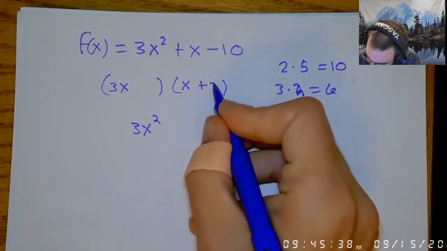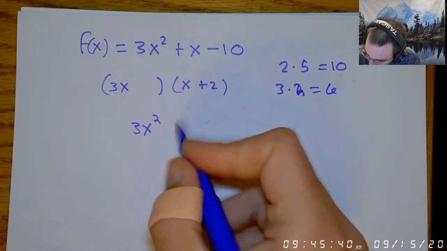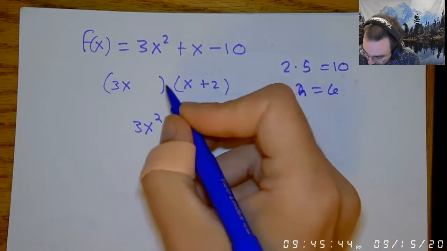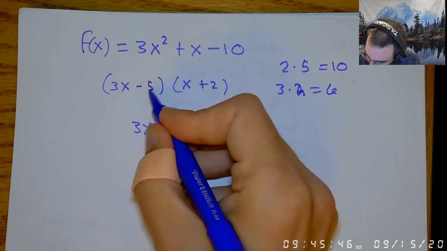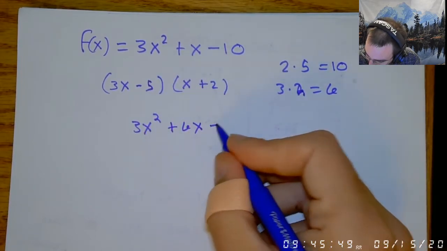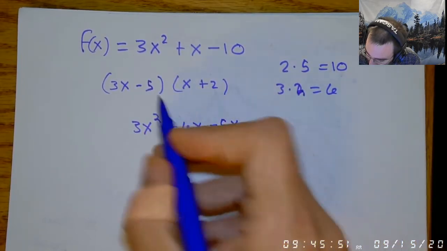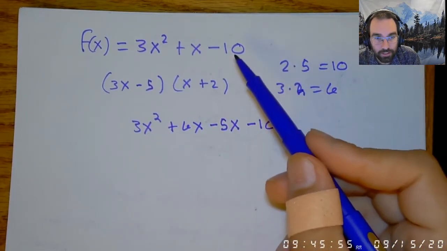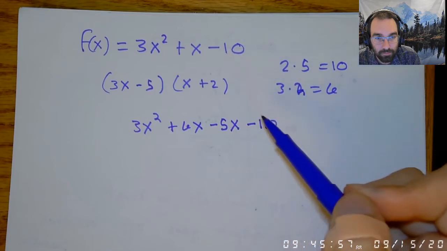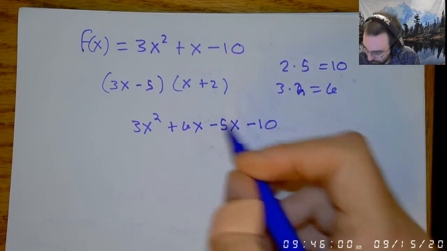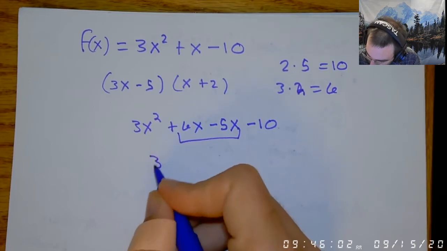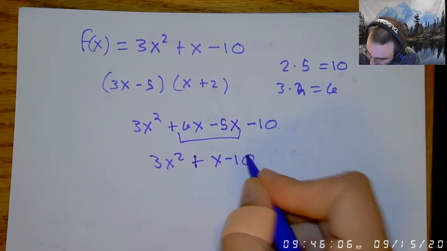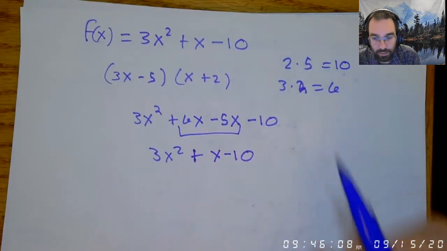So I'm going to go 3x plus 2. If I do that, I'm going to get a plus 6x. And then if I do a minus 5 here, when I distribute that, I get a minus 5x. And then when I go negative 5 times 2, I get a negative 10. So let's double check how I did. I got a negative 10, good. And then if I combine these two, okay, so this right here is factored form.